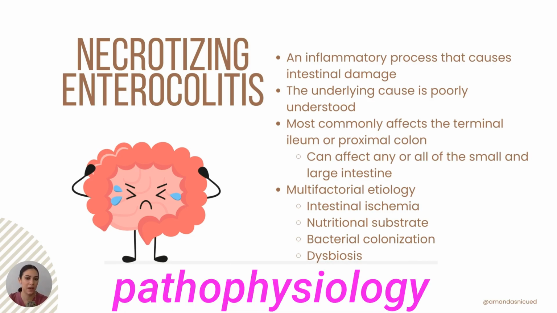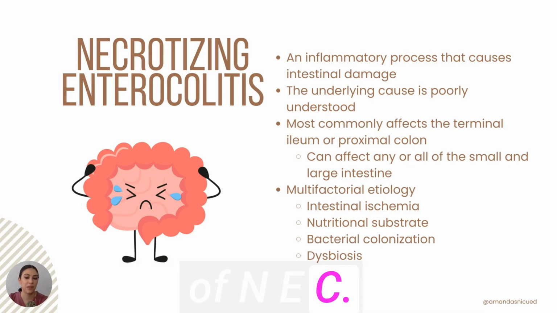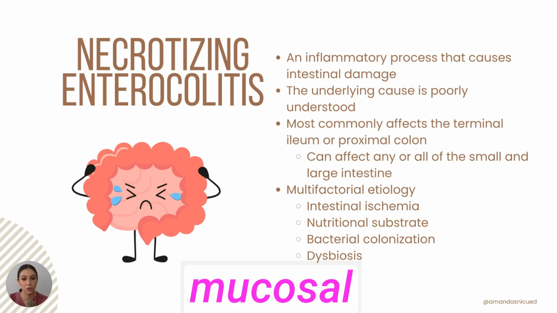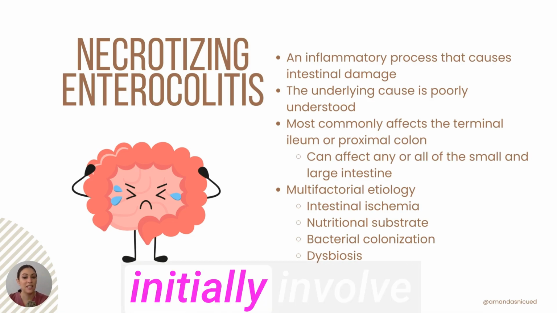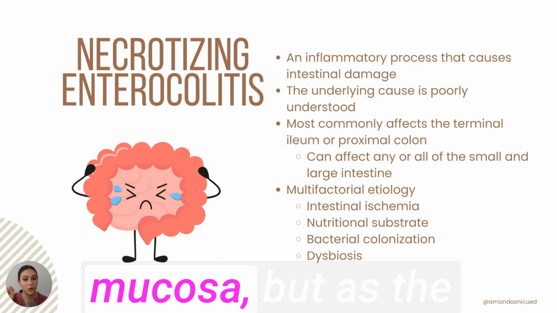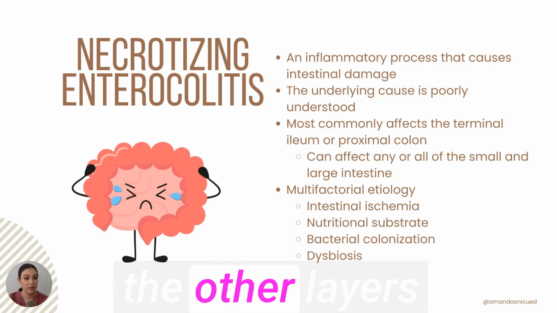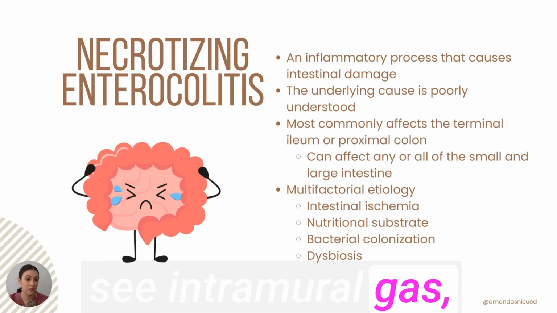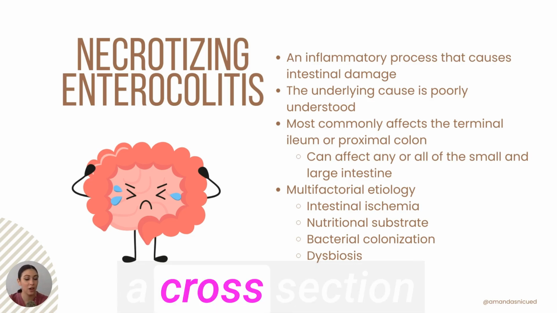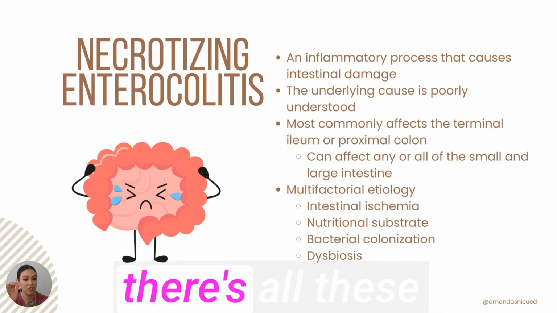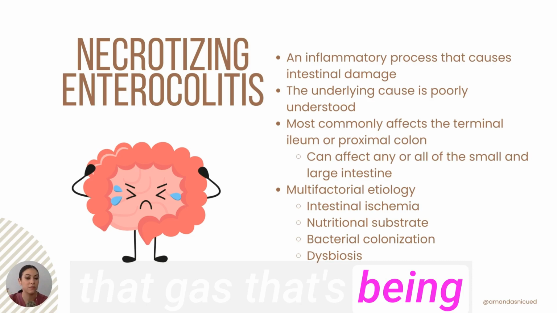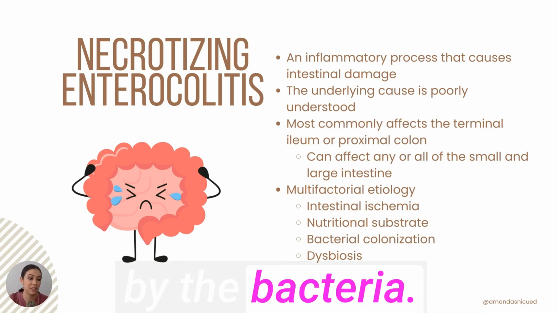But let's talk more about the pathophysiology of NEC. As I mentioned, it's a multifactorial process that initiates intestinal mucosal damage and the inflammatory cascade. Inflammation and ischemia initially involve the inner lining of the intestinal mucosa, but as the disease progresses, the other layers of the bowel become involved. And then we start to see intramural gas or pneumatosis. And if you see a cross section of those bowels, there's all these little bubbles in the intralumen of the bowel, and that's that gas that's being created by the bacteria.